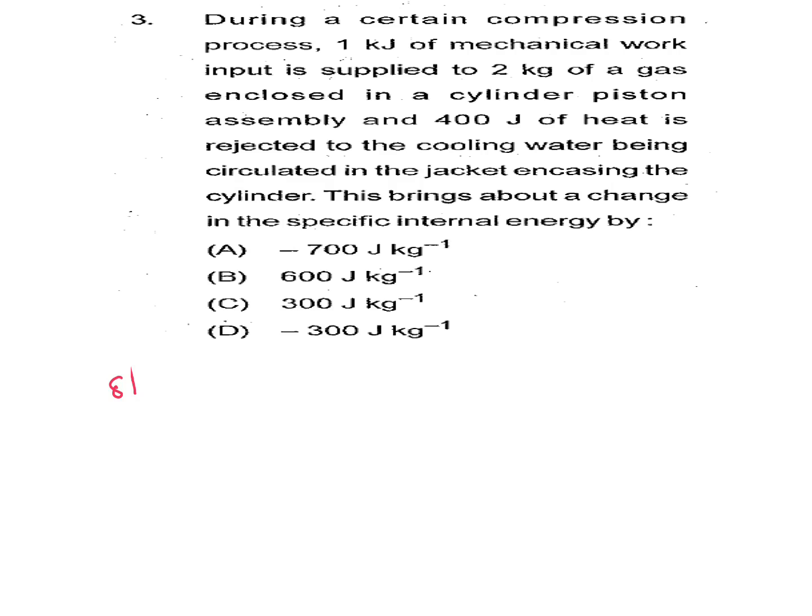So work is done on the system, so it's minus 1 kilojoule or minus 1000 joule. Mass is 2 kg. Then heat is rejected, so del Q rejected is minus 400 joule. Then the change in specific internal energy.